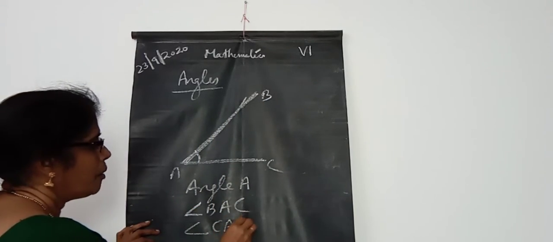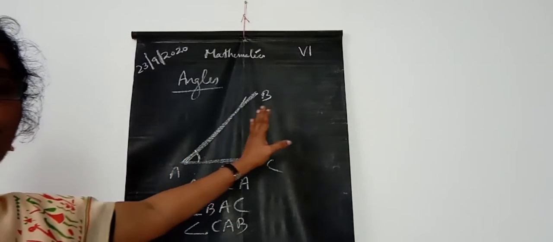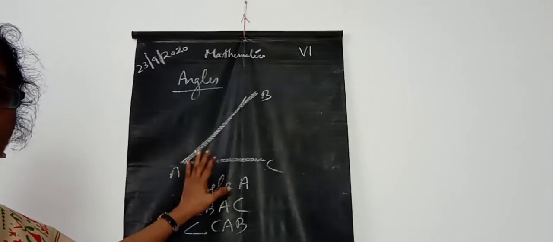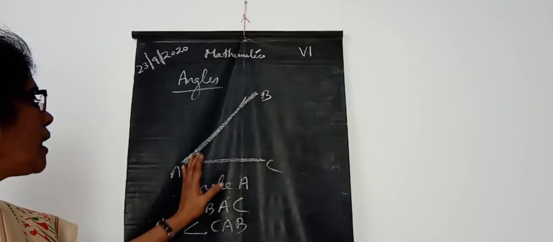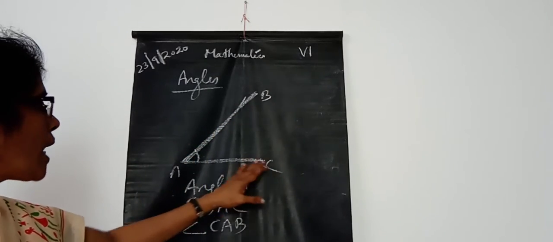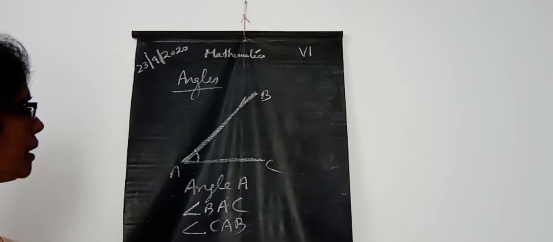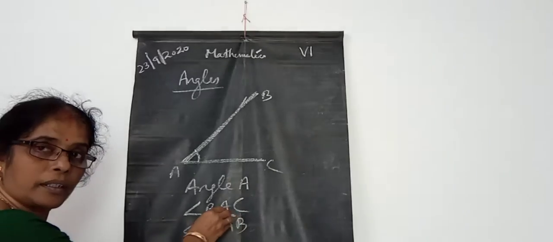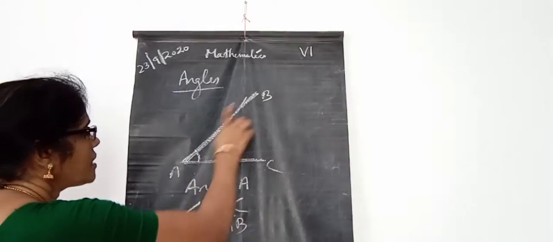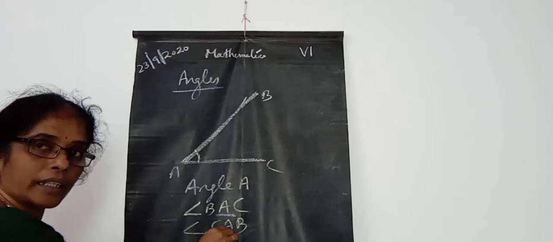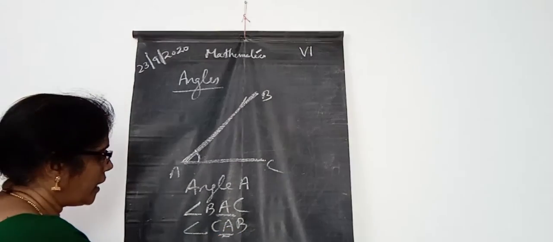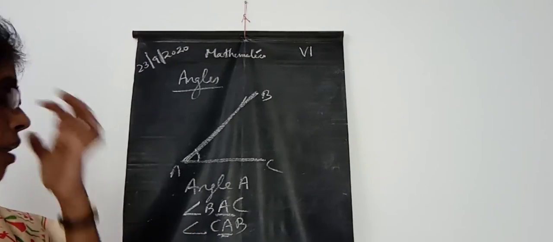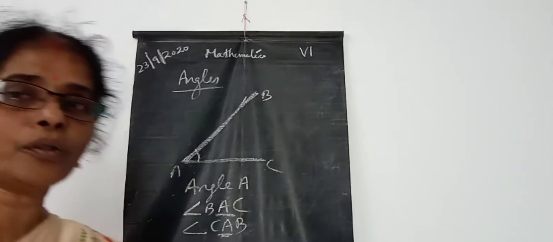So two rays form an angle, made at the corner. Here, angle BAC or angle CAB, the middle letter is the angle. In angle BAC the middle letter is A, the common endpoint, and in angle CAB also the middle letter is A. That is angle A. We can write it like this, angle A, the common endpoint of the two rays.